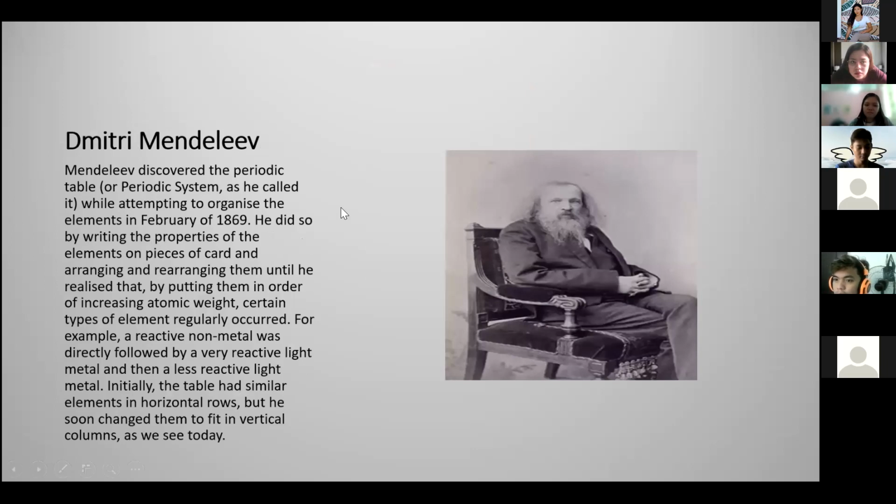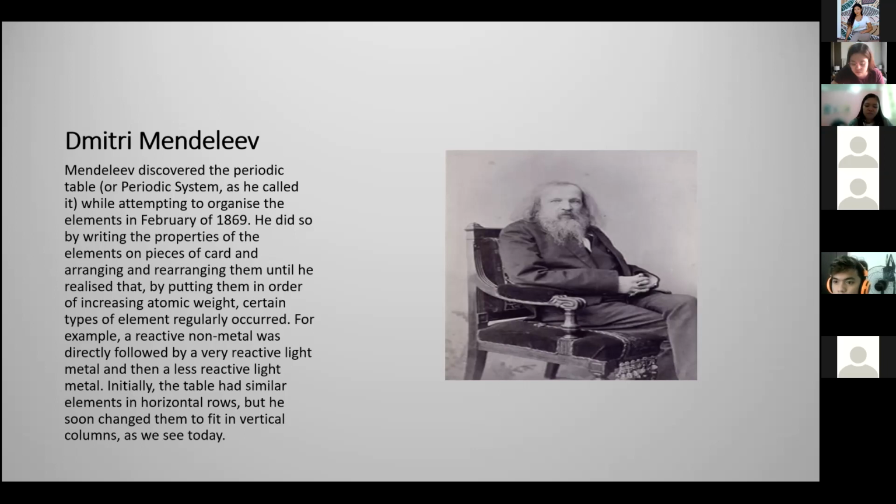So we have Dmitri Mendeleev. Mendeleev discovered the periodic table, or the periodic system as it is called. While attempting to organize the elements in February of 1869, he did so by writing the properties of the elements on pieces of card and arranging and rearranging them until he realized that by putting them in order of increasing atomic weight, certain types of element regularly occurred.